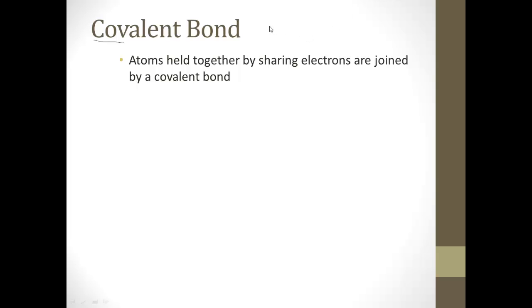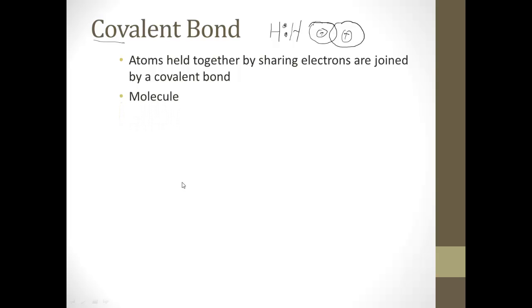For example, if we have two hydrogens, hydrogen has one electron, and along comes another hydrogen with its electron. These two hydrogens are said to share these two electrons. So if you have the proton, and here's the electron around it, here's the other proton, the nucleus, and this other electron, and they share them. The electrons will kind of go back and forth between the two atoms, and the entire molecule shares the electrons.